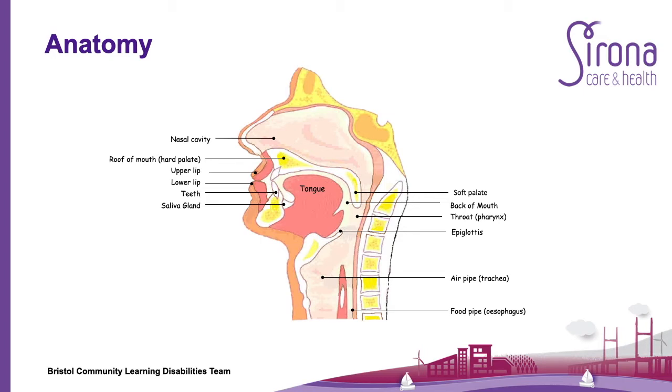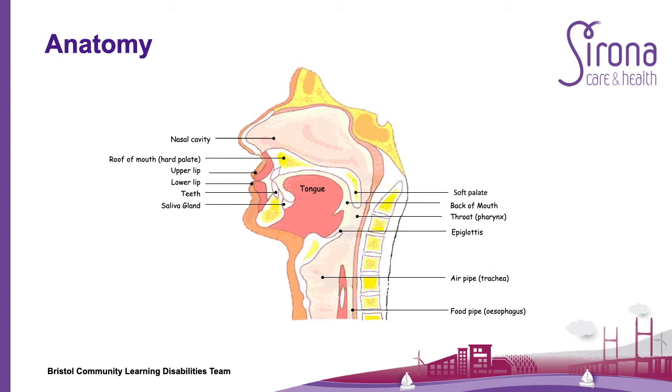At the back of the mouth is the soft palate, also known as the velum. This moves up when we swallow to close off the entrance to the nasal cavity and prevent food or drink going up into the nose. In the throat, the air pipe is at the front. This is also known as the trachea. At rest, when we're not swallowing, the air pipe is open, allowing us to breathe. At the back is the food pipe, also known as the esophagus, which is closed when we are not swallowing.